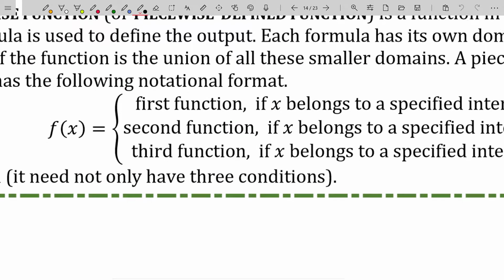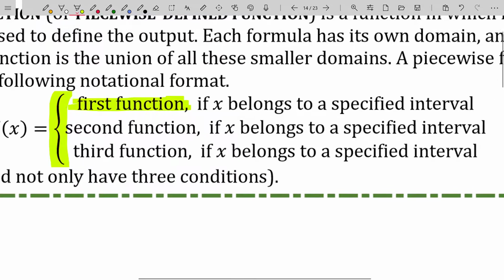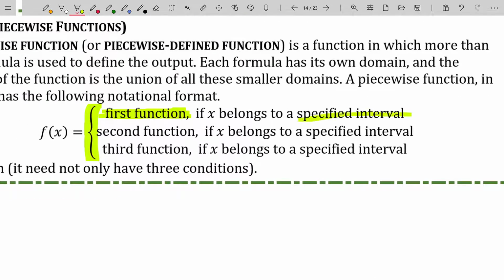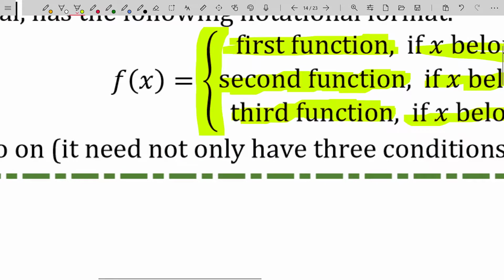F of x is equal to, and then we use this brace right here to say this is a group of conditions. You have some first function that f will become if your input belongs to some specified interval. Otherwise, it becomes some second function if x belongs to a different specified interval, and so on and so forth. You can have more than 3 functions. You can have 2 functions, you can have 20 functions, you can have 1,000. But the reality is that you're just breaking a function into cases.